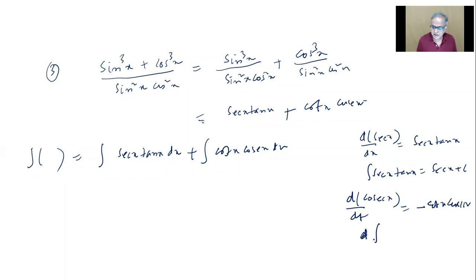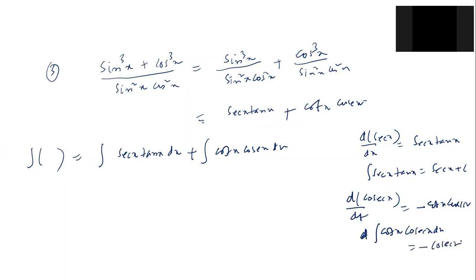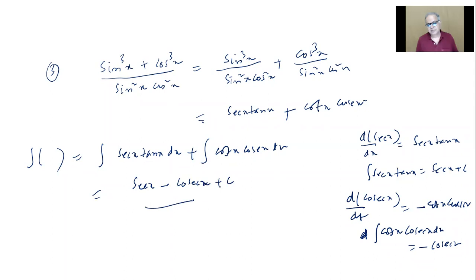So the integral of cot x cosecant x dx should be minus cosecant x. So what will I get, children, here? Secant x minus cosecant x plus c. That's frightening, actually. You are thinking, sir did not do this, but it's actually a simple trick. Any questions?